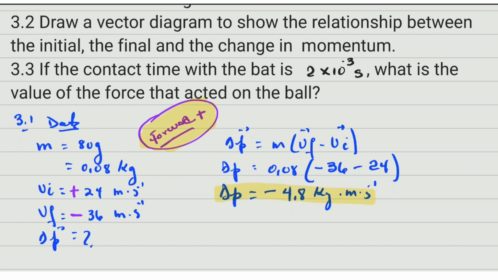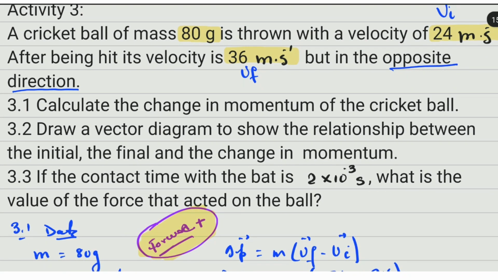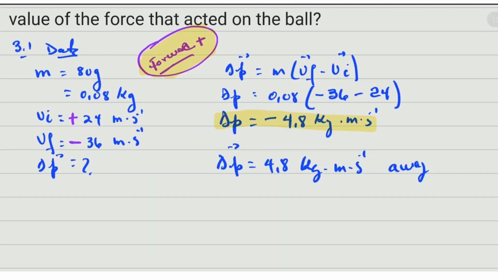However, remember I said to be safe, let's write the given direction. So the change in momentum is equal to 4.8 kilograms meters per second, and I'm going to write away. However, you must remember to use the same term. They say opposite direction, so in actual fact you're supposed to write opposite direction, okay? So let's do that here.